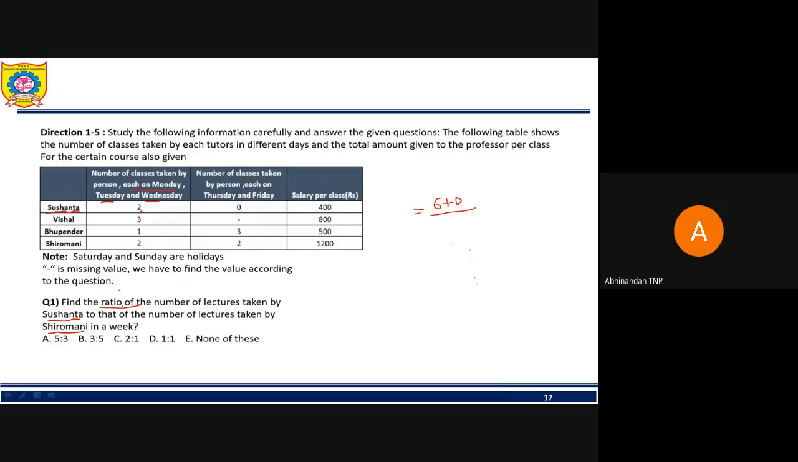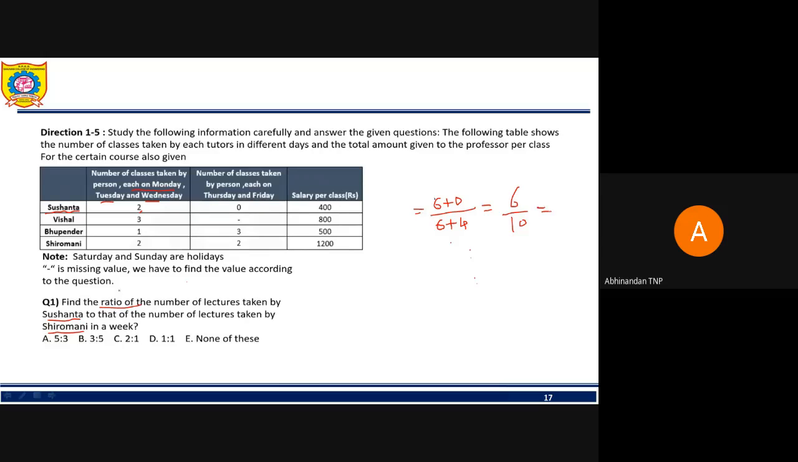Then Shiromani. How many lectures has Shiromani conducted? This is Monday, Tuesday and Wednesday. Each day 2 means 6. And Thursday and Friday, each day 2 means 6 plus 4. Means 6 plus 4, that is 10.